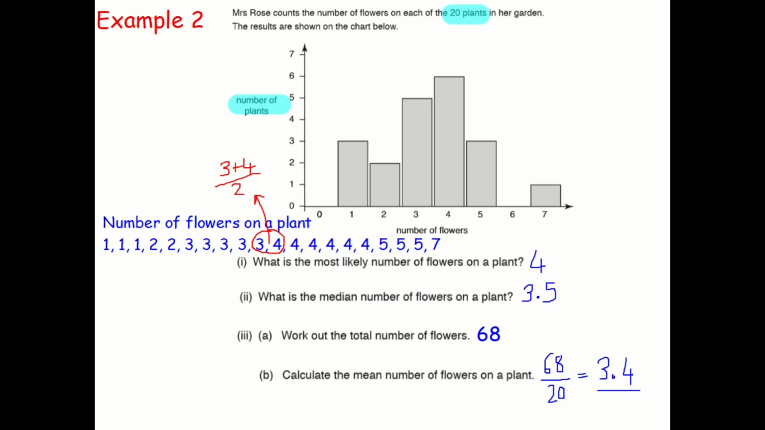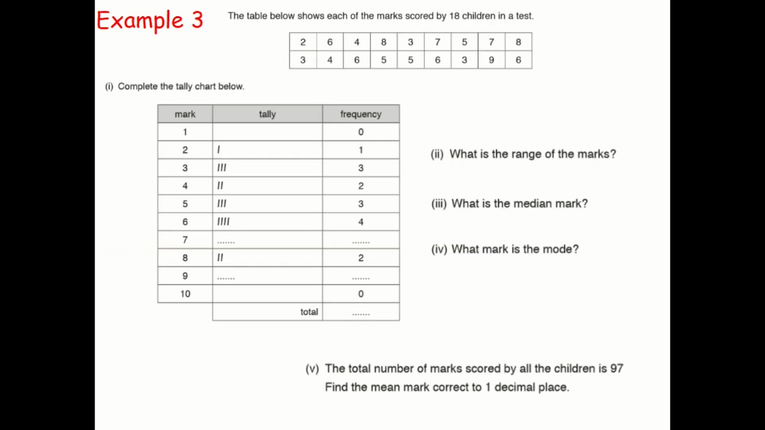Okay, and that's that example done. Final example. The table below shows each of the marks scored by 18 children in a test. Part 1. Complete the tally chart below.